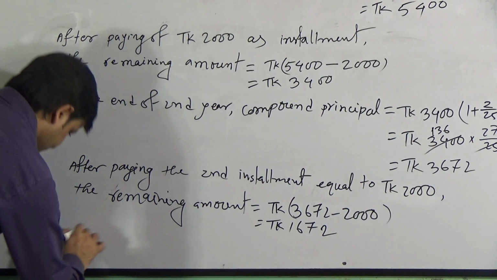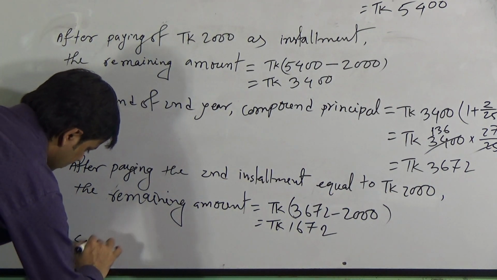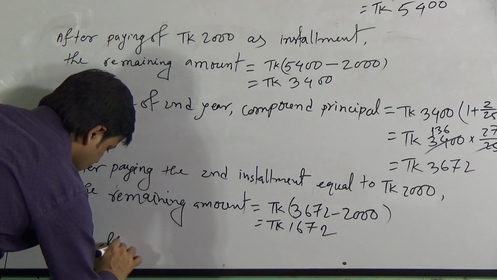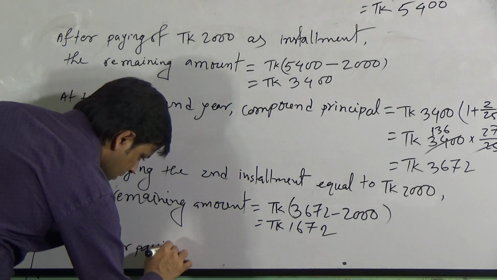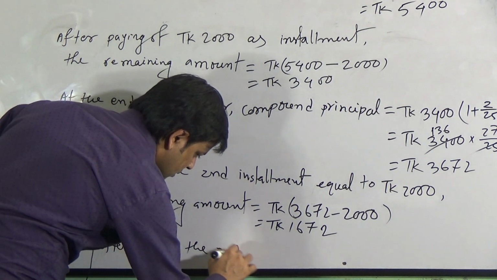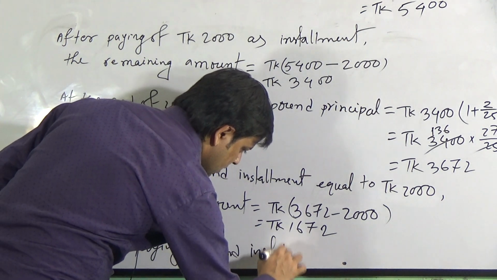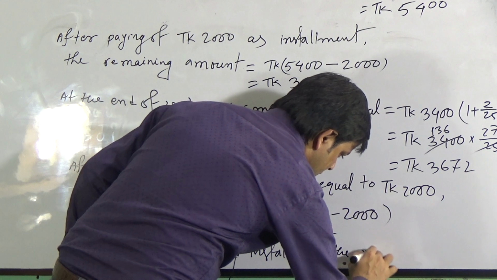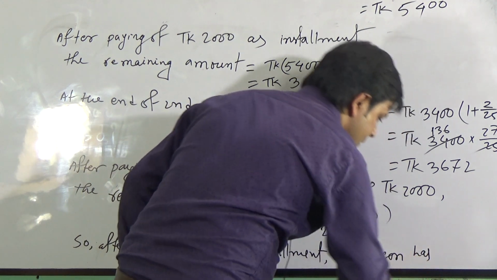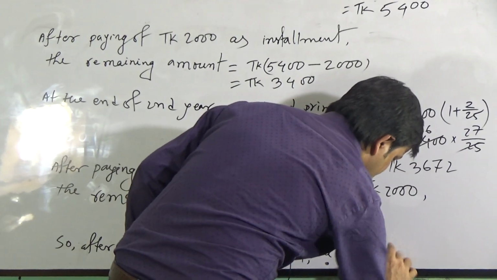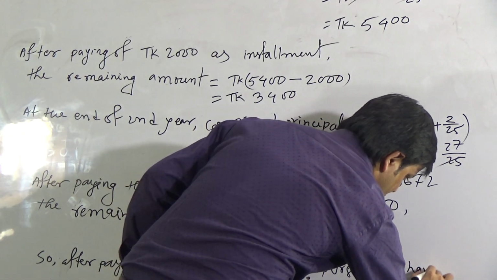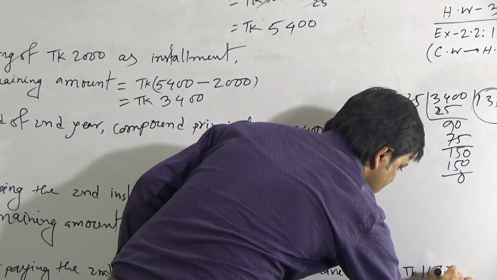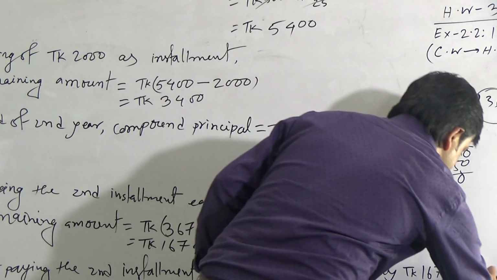So we can write, therefore the person, after paying the second installment, will have to pay taka 1,672. Okay, dear students, so this is our required answer for question 12.